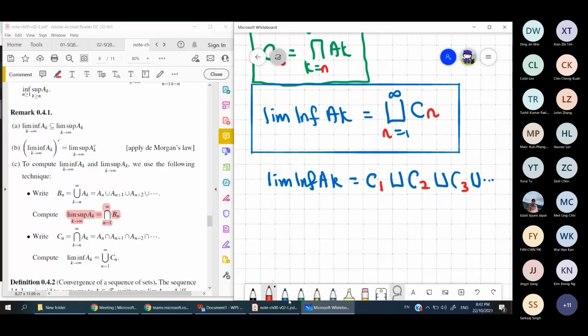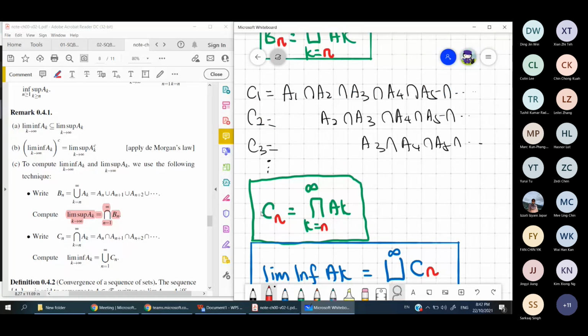That means N is running from 1, 2, 3, 4. N is 1, N is 2, N is 3, and so on. That's the meaning of N here. As the running index, we are taking the union of the C. So similarly, this is the one.